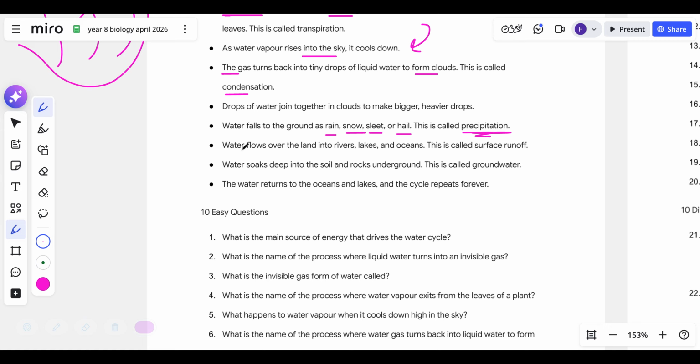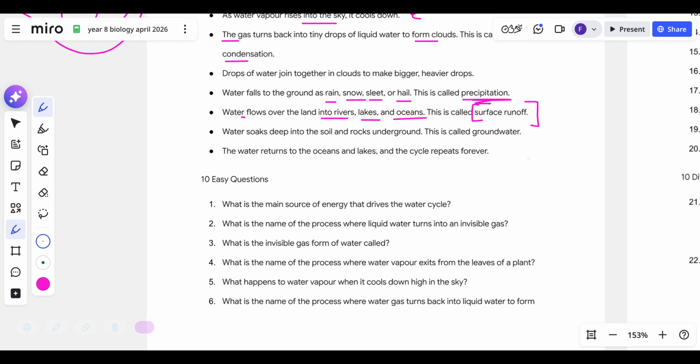When it rains, the water flows, and it tends to rain in mountains more than anything else because mountains are colder. So water flows over the lands into rivers, lakes, and eventually oceans. Now, there's a definite term for this. It's called surface runoff. That's the water when it lands as rain, it runs off into rivers, lakes, and oceans and streams. That's called surface runoff. Okay. Now, some water soaks deep into the soils and rocks underground, and that's called groundwater. It's underground.